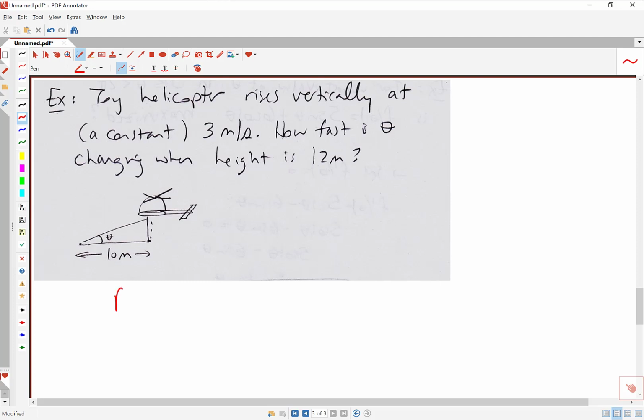So this problem is a related rates problem. If you want to look back at related rates, that was section 24.4 that we covered that. It's a related rate because we have a sense of how fast the helicopter is rising. And so based on that rate, we want to find the related rate of how fast is the angle changing.